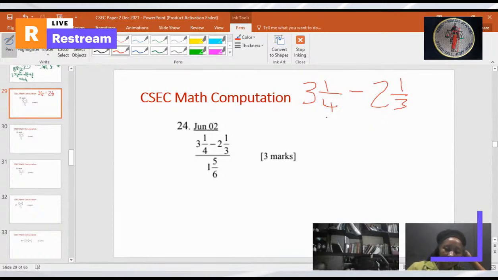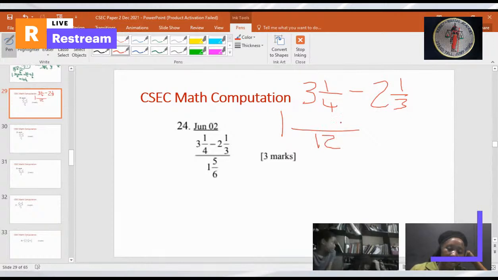Okay, miss. So you say put 12. I'm not hearing you well, honey. So we're saying what? Isn't it better to subtract the wholes first? Miss will subtract the whole numbers first. So 3 minus 2 gives 1. And then the LCM of 4 and 3, that's 12, miss.